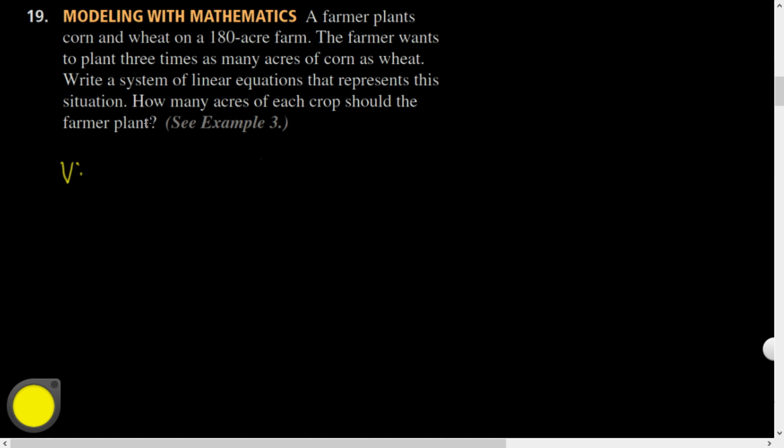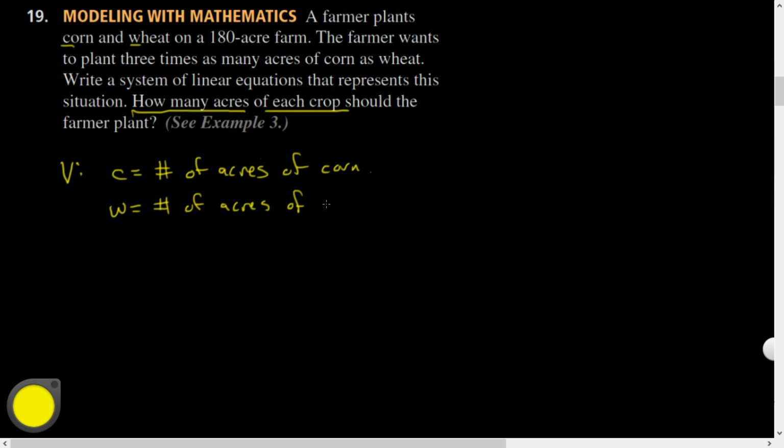So to start the problem, I look at the end of the problem. It says how many, so this is not going to be a cost, this is not going to be a rate, this is going to be numerical acres, right? How many acres of each crop should the farmer plant? So my variables will be x and y, or I guess I could do c and w. Let's do c and w. Let's say c equals the number of acres of corn, and let's let w equal the number of acres of wheat. All right, so I've defined my variables, and I did that by looking at what the question was asking.